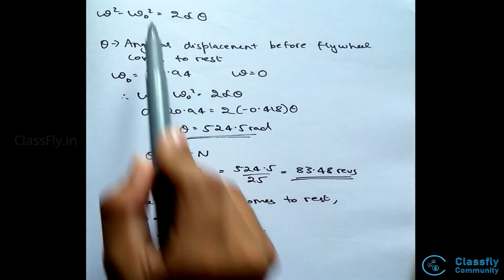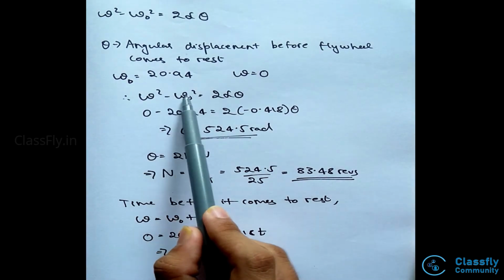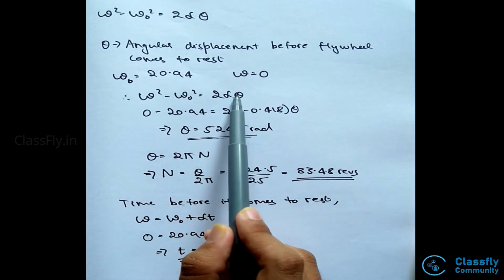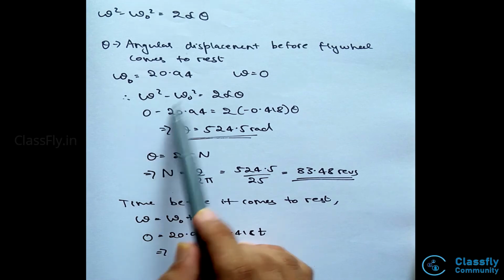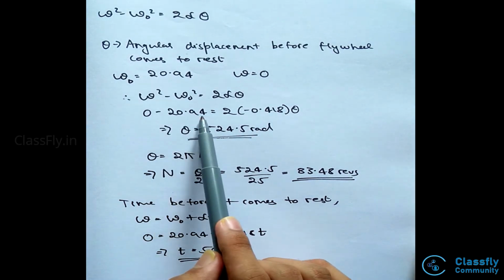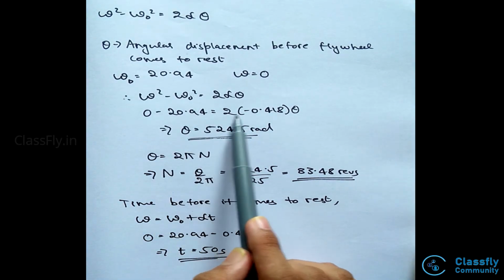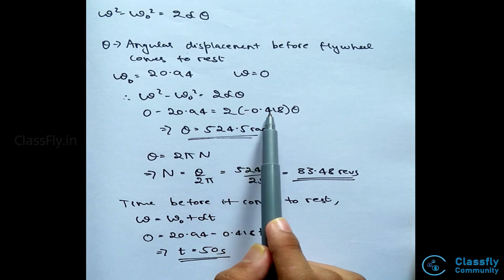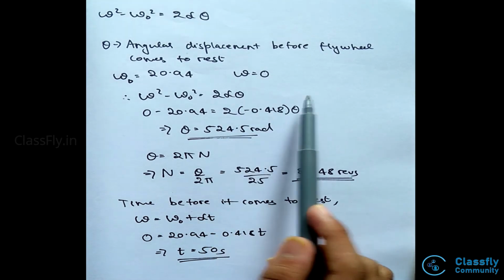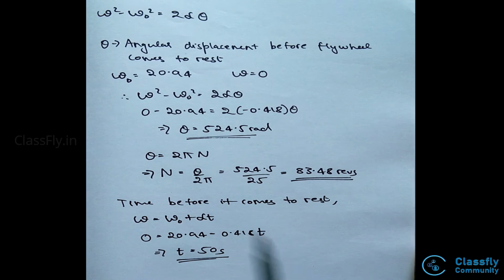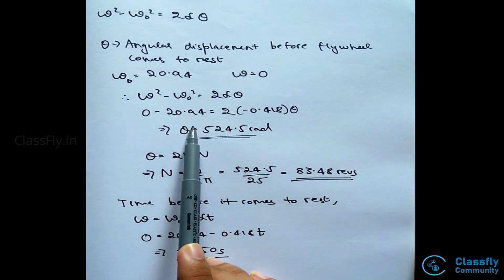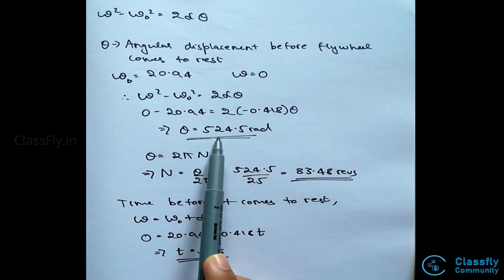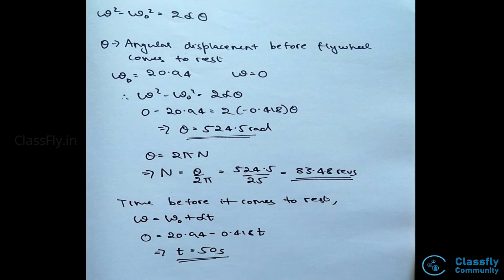Hence, substituting these values, we have omega square minus omega naught square equal to 2 alpha theta, that is 0 minus 20.94 squared equal to 2 into minus 0.418, that is the angular acceleration, into theta. Hence, from this we get the value of the angular displacement theta to be 524.5 radians.